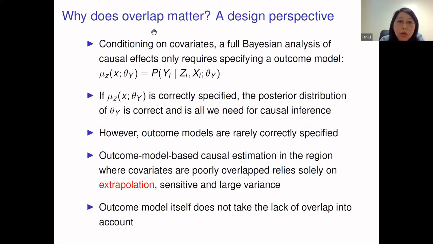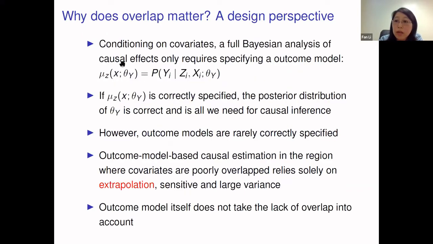So then what I want to say is, why does overlap matter? Let's view this problem from a design perspective. Again, just to state it, assume we are conditional on covariates, so we don't need to do the modeling on X. A full Bayesian analysis of the causal effect, assuming ignorability, only requires specifying the outcome model, right?